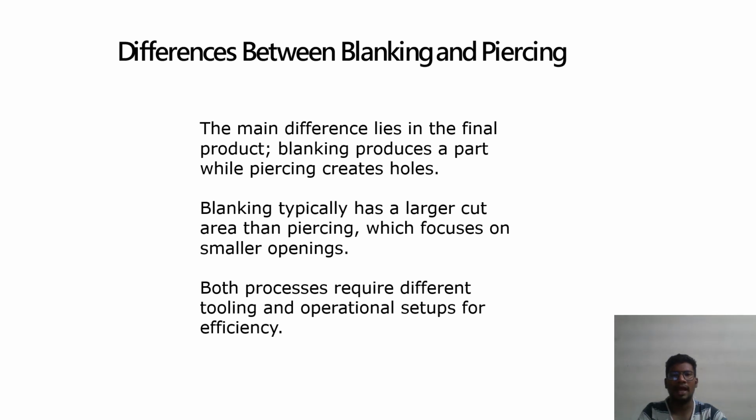Difference between blanking and piercing. The main difference lies in the final product. The blanking product is a part, while piercing creates a hole. Blanking typically has a larger cut area than piercing, which focuses on smaller openings. Both processes require different tools and operation setups for efficiency.